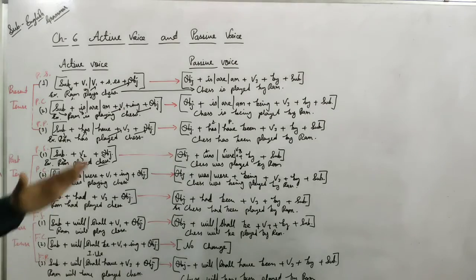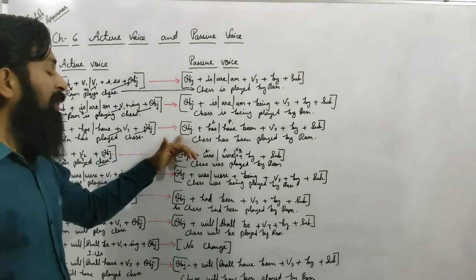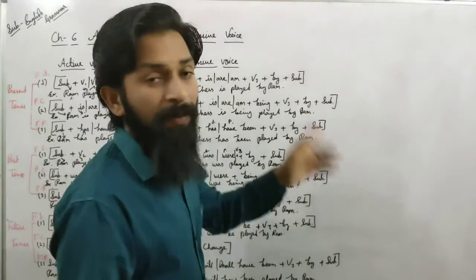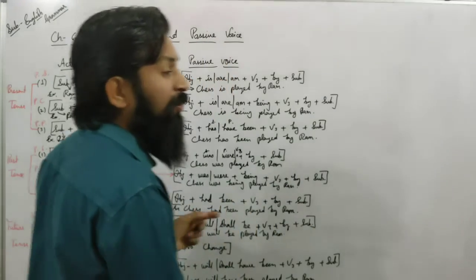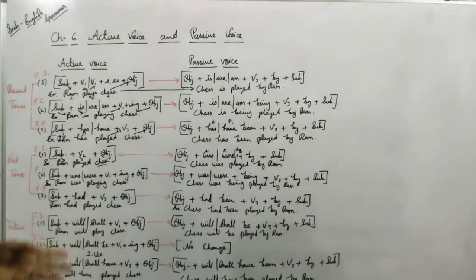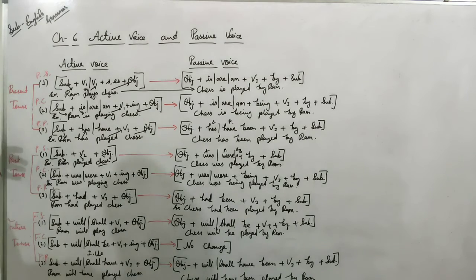Dear students, in this passive construction, at first you have to write the object, after that the helping verb, after that by, and after that you mention the subject. According to this formation, you have to solve the sentences and use this type of formation.